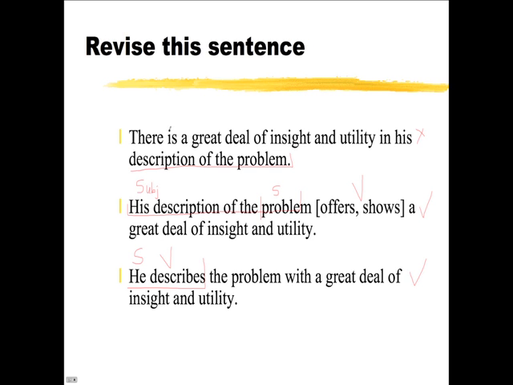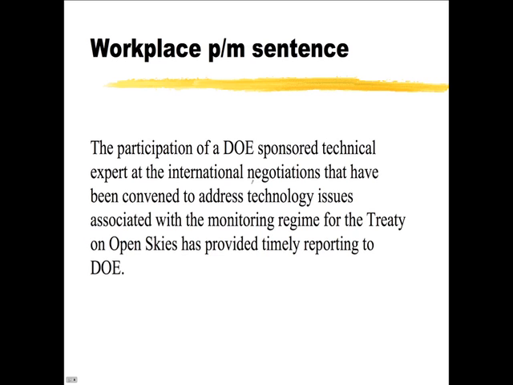Now, why would people write this way? Where does this writing come from? Well, let's look at another workplace parametric method sentence. In this one, we've got a noun here. These look like nouns, but they're adjectives with this noun. International, here's another noun. Negotiations that have been convened to address technology, another noun. Issues associated with regime, another noun. Another noun down here, treaty. 1, 2, 3, 4, 5, 6 nouns and several adjectives, some of which look like they might be nouns, and we don't know what the rhetorical subject is.